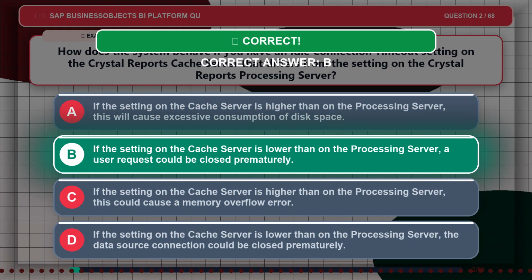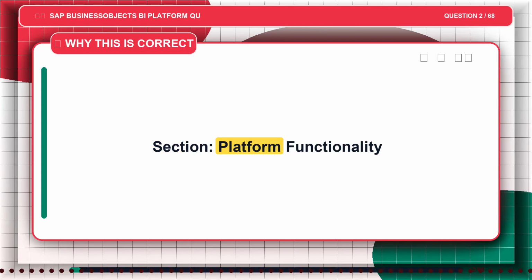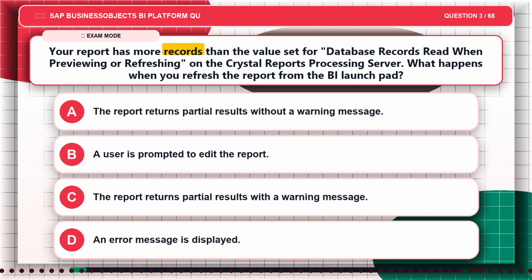The correct answer is option B. If the setting on the cache server is lower than on the processing server, a user request could be closed prematurely. Section, Platform Functionality. Question 3. Your report has more records than the value set for database records read when previewing or refreshing on the Crystal Reports processing server. What happens when you refresh the report from the BI Launchpad?